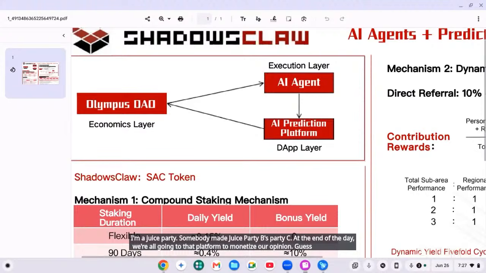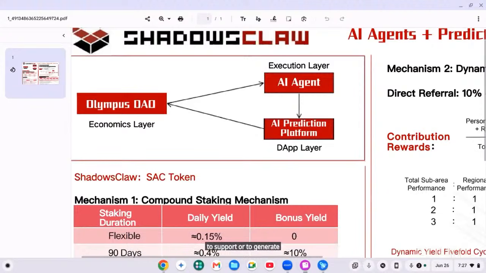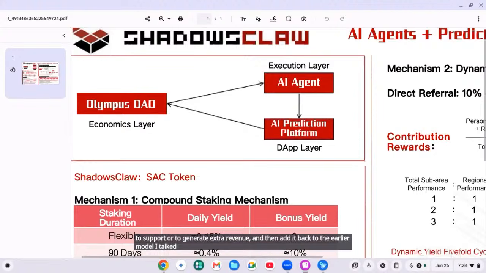Guess who makes the revenue that comes from the total money that goes in? It is the platform owners. So they created what they call the prediction market platform to generate extra revenue and then add it back to the earlier model I talked about, which is the Olympus DAO mechanism, which is also self sustaining for over 6 years of being in operations. Several millionaires have been raised.